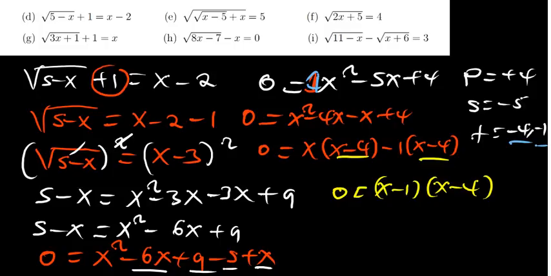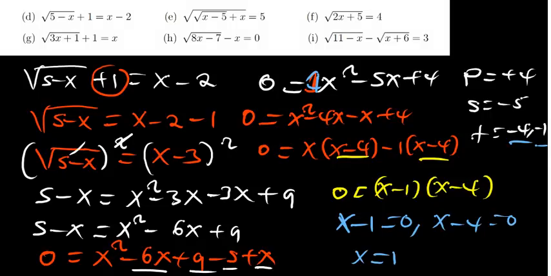Now at this point, what I'm going to do, guys, is this is the same as x minus 1 is equal to 0, x minus 4 is equal to 0. Meaning x has to be equal to 1 and x has to be equal to 4. I have got two values, but these are not my answers. I have to test them.